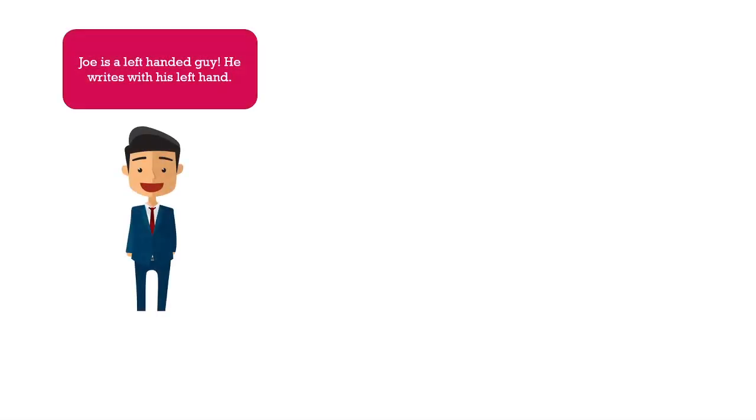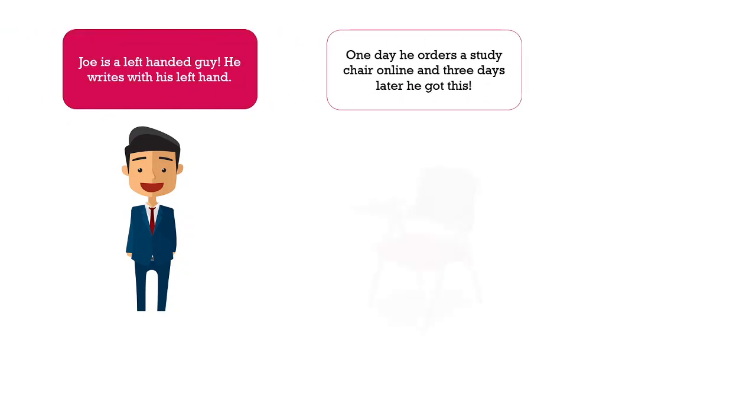Joe is a left-handed guy. He writes with his left hand. One day, he decides to buy a study chair for himself and he orders online. And 3 days later, he gets this.